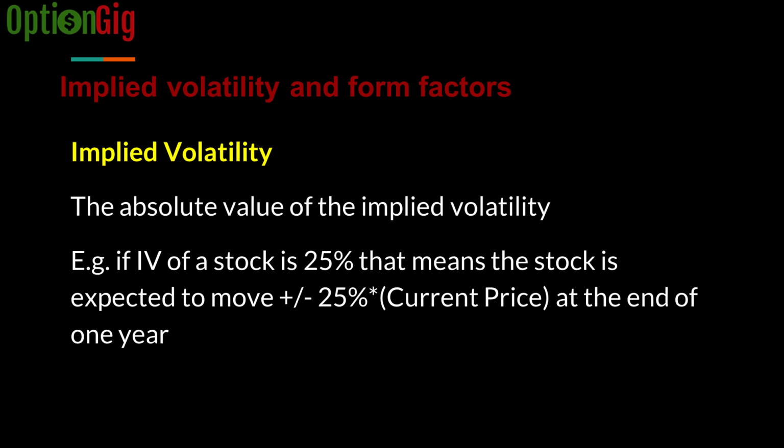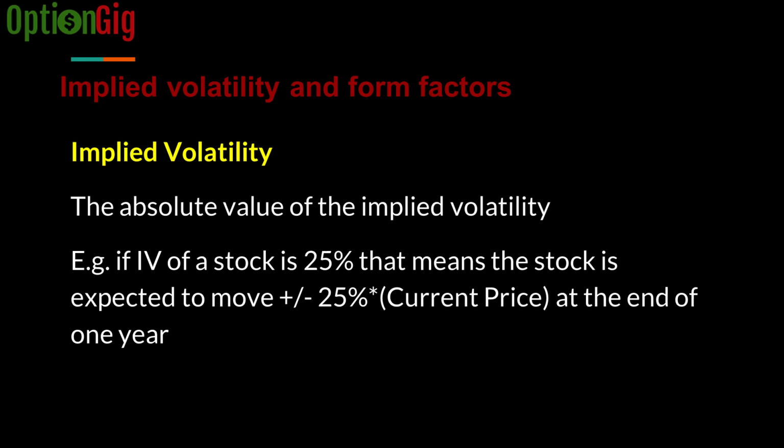First, implied volatility. This is an absolute value of the implied volatility. For example, if the IV of the stock is 25%, that means the stock is expected to move plus or minus 25% of the current price over a period of 1 year.